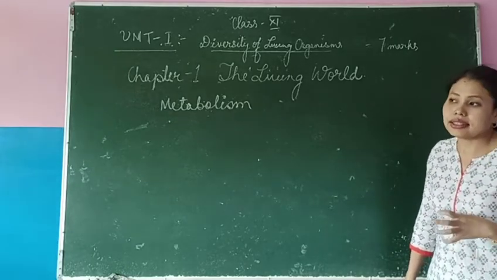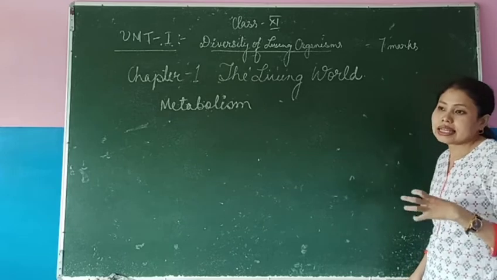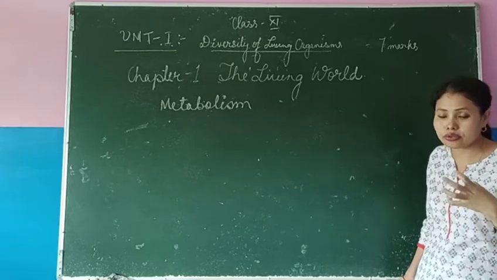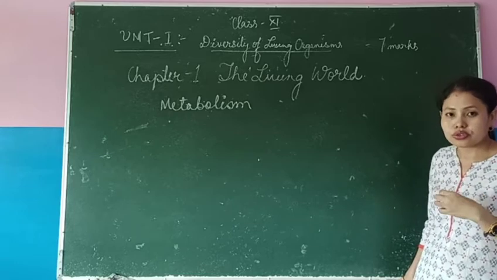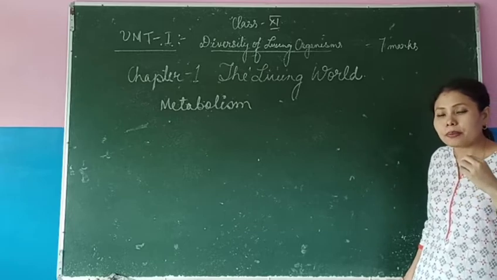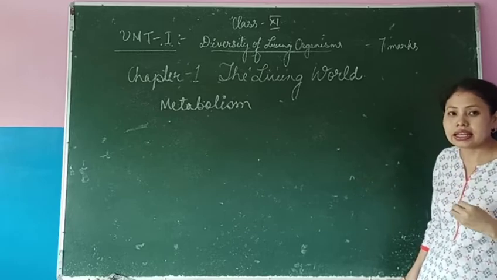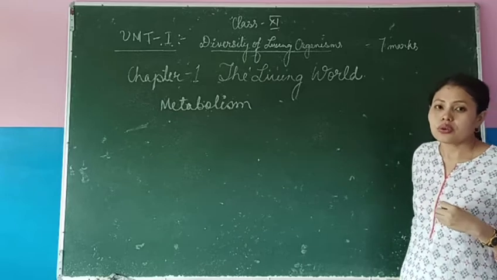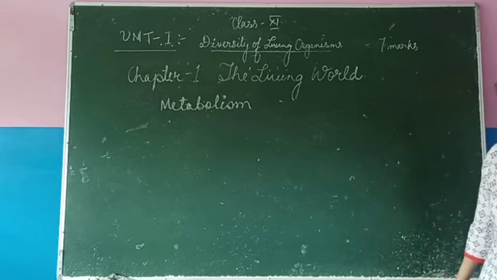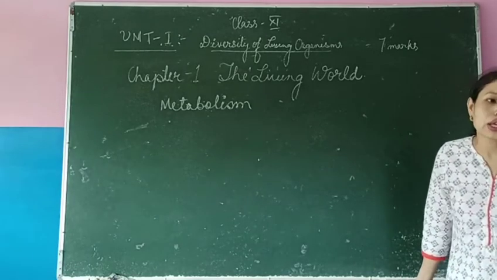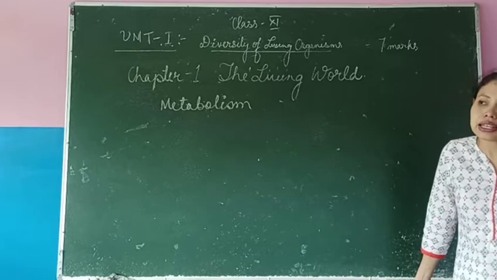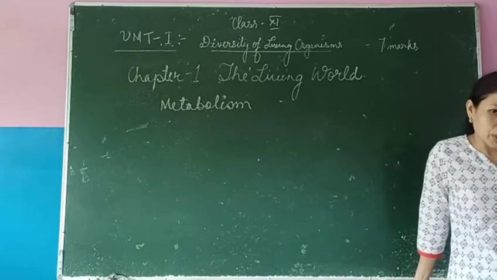In the case of nutrition, we take in complex food. I will be talking about the holozoic type of nutrition. In holozoic nutrition, we take the complex food, and after it is ingested, it reaches the stomach, wherein it is digested into simple molecules, and these simple molecules are assimilated. They get absorbed into our blood and are sent to different parts of our body.